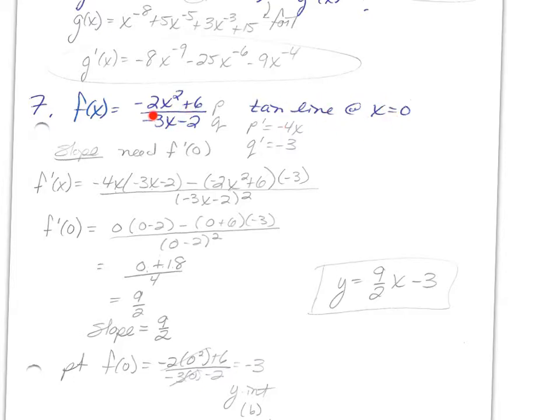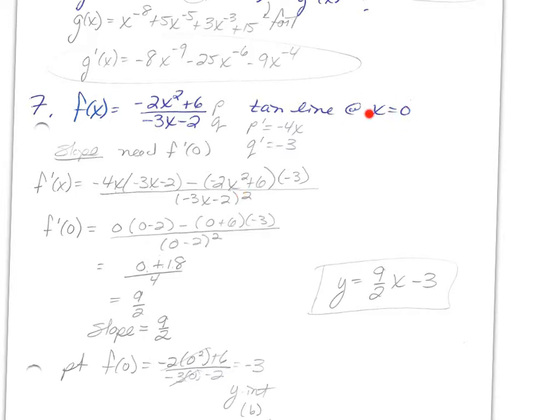It's a quotient rule, that's okay. P is the numerator, Q is the denominator. The derivative of the numerator is negative 4x. Derivative of the denominator is negative 3. Now we're just going to do P prime Q minus PQ prime over Q squared. That's the quotient rule formula. Just substitute it in. Remember, you don't have to simplify it here.